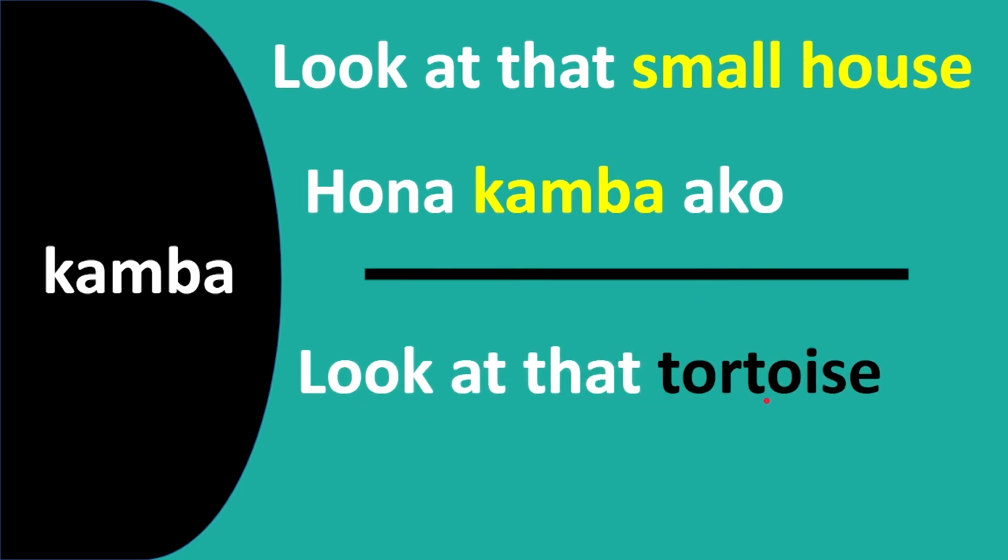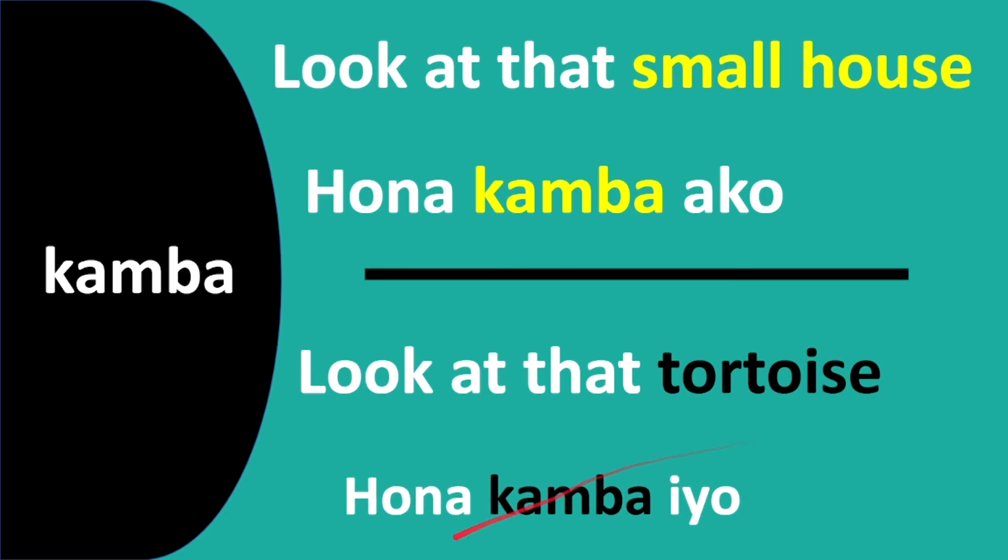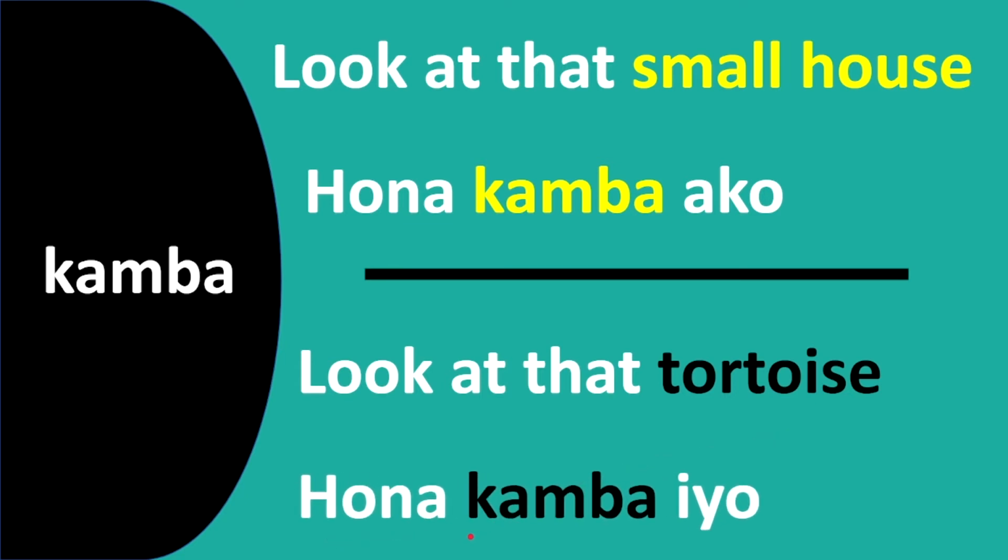Look at that tortoise. In Shona, ona kamba iyo. Ona kamba iyo. I know this is probably a bit confusing, but I hope you are getting the different tones of how you differentiate these two words in Shona.